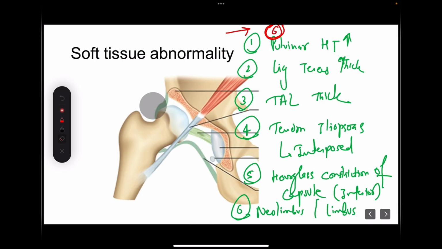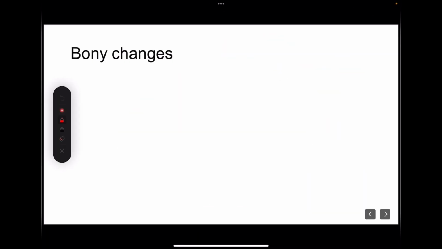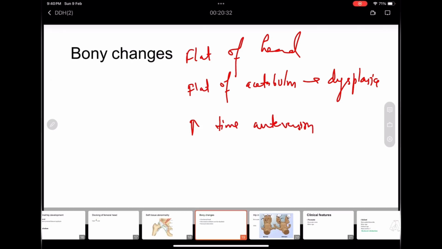All these 6 points which I have mentioned over this slide, they all are a hindrance to the relocation of the dislocated hip in DDH. Coming to the next slide, some bony changes will also happen over time with a dislocated hip. These are flattening of the femoral head and flattening of the acetabulum, that is dysplasia. And anteversion will increase with time. These are the changes which will happen in the bony part of the hip.